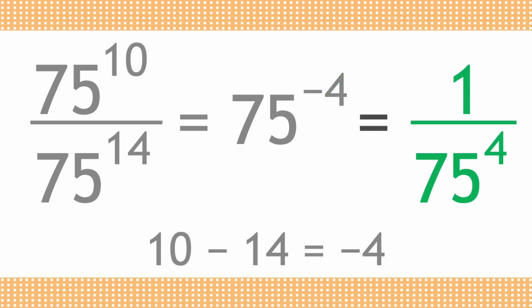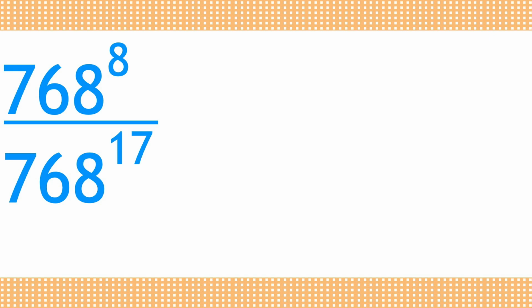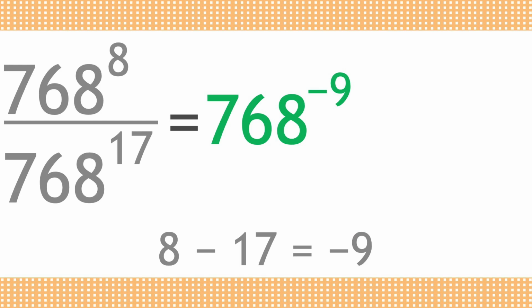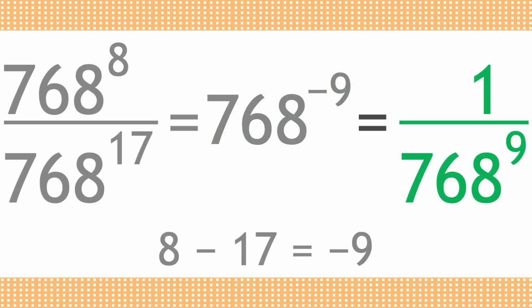Let's try just one more before you go. 768 to the 8th power divided by 768 to the 17th power. 8 minus 17 is -9, so we get 768 to the -9th power. We write this as 1 over 768 to the 9th power. Nice work! Now you can add knowing how to divide exponents to your list of numbers you know how to divide.